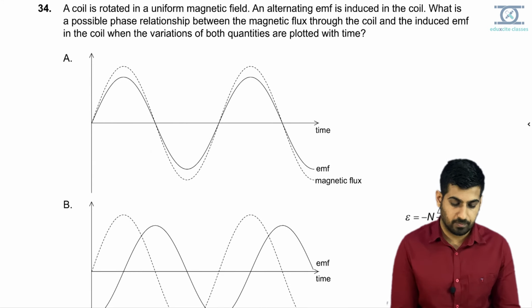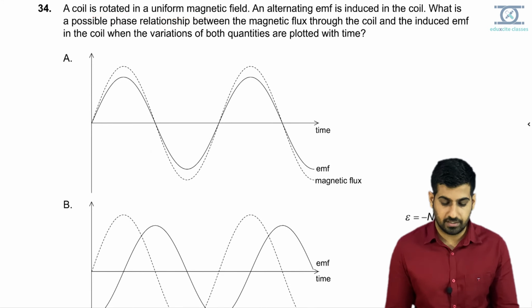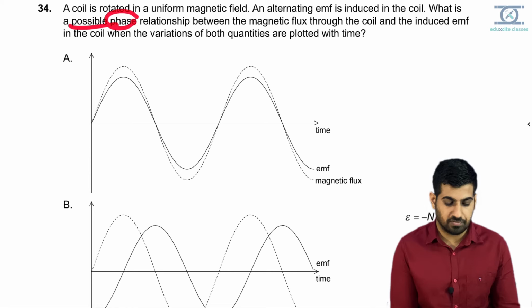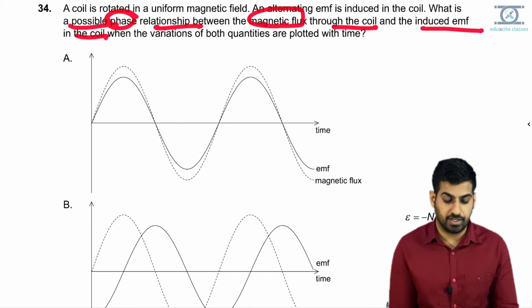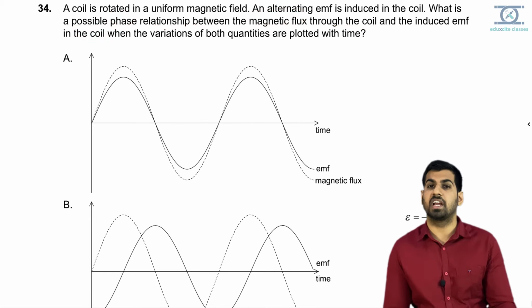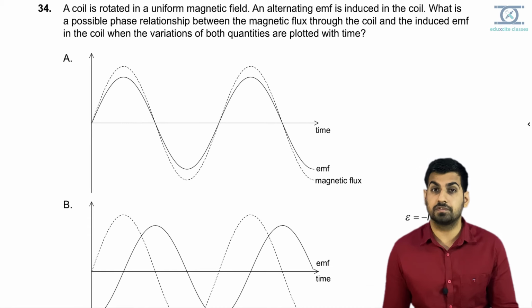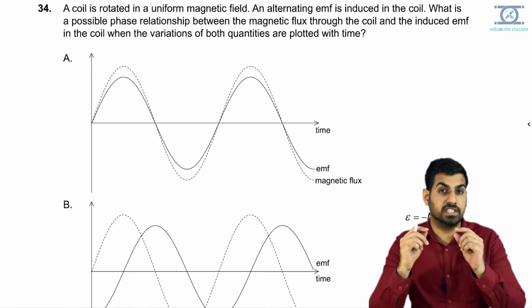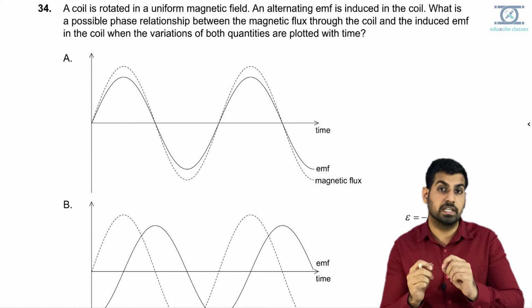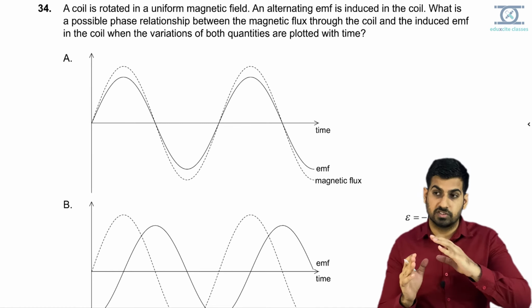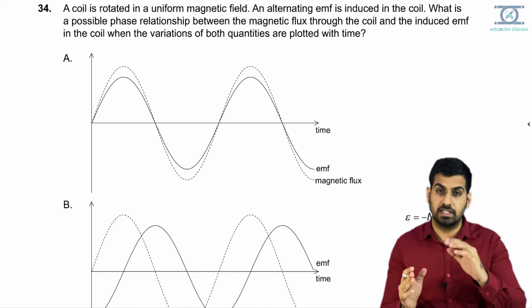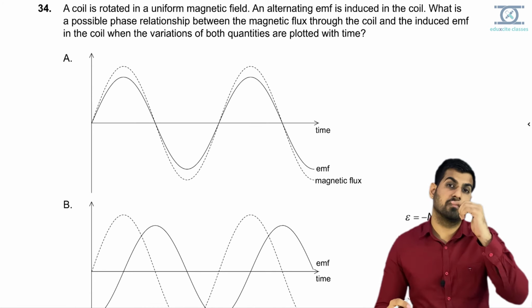Question number 34. A coil is rotated in a uniform magnetic field. The alternating EMF is induced in the coil, that is Faraday's law. What is the possible phase relation between the magnetic flux through the coil and the induced EMF in the coil when the variation of both quantities is plotted on the same time graph? We know from this physics booklet, again from Faraday's law, the induced EMF is directly proportional to the rate of change of magnetic flux. It means that when the rate of change of magnetic flux is maximum, or the slope of delta phi by delta t is maximum, at that instant the EMF will be maximum.